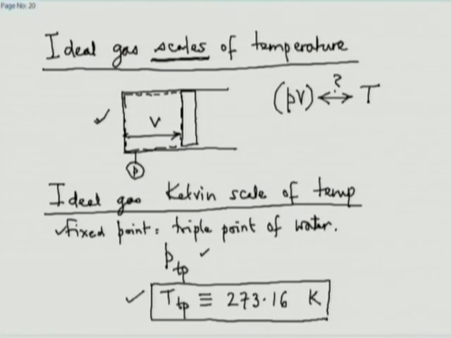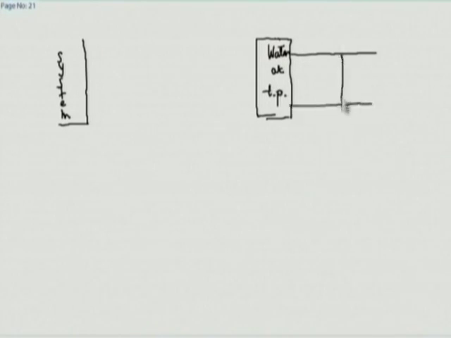The fourth item for defining the Kelvin scale of temperature is the interpolation rule. What we do is the following. Say this is the system whose temperature is to be measured, and let us say this is our reference system containing water at triple point. We do the experiment as follows. We take our system, the thermometer, and bring it in thermal equilibrium with our system containing water at triple point. Measure its pressure and volume, P triple point, V triple point, and determine the PV product at triple point.